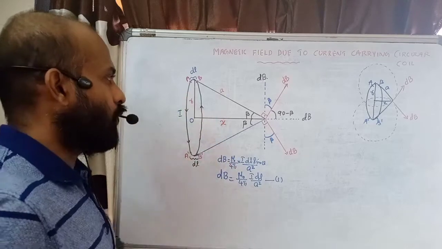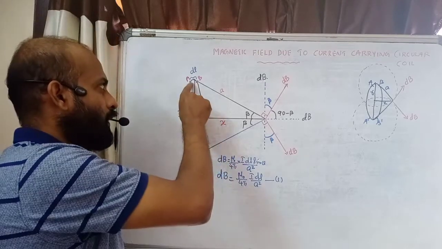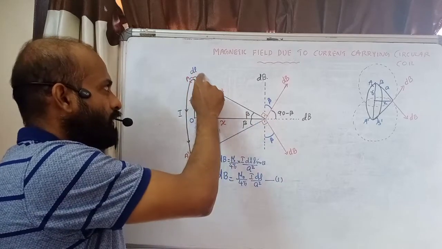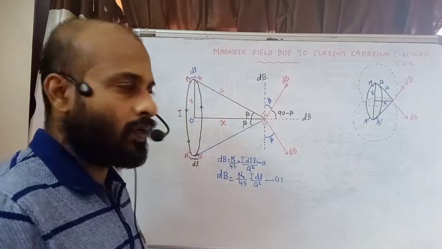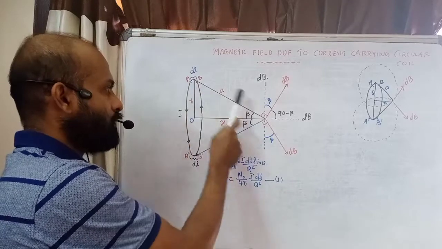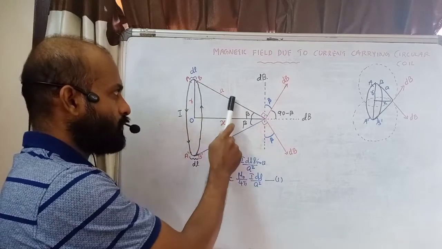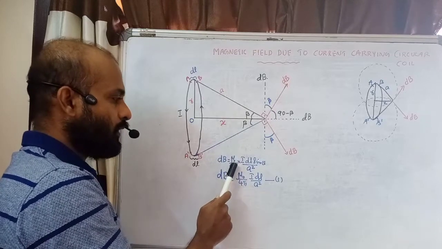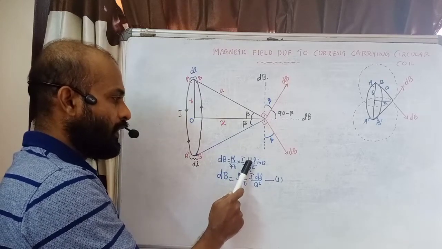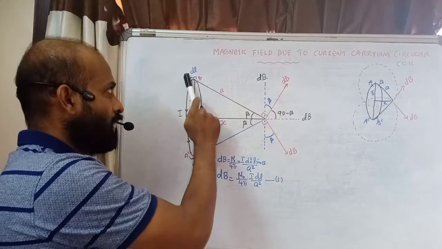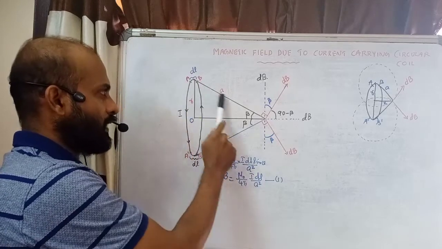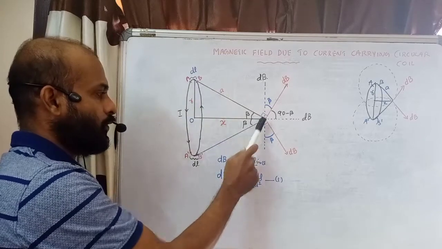Now what our aim is, first we will find the magnetic field due to this element at this point. This element is having a length dl. We know that by Biot-Savart law, this element will produce a magnetic field at a point. Let this distance be a. What is the value of magnetic field? dB is equal to mu naught by 4 pi into I dl, where I is the current and dl is the length of the element, then divided by a square, the square of the length of the line joining the element to the point.